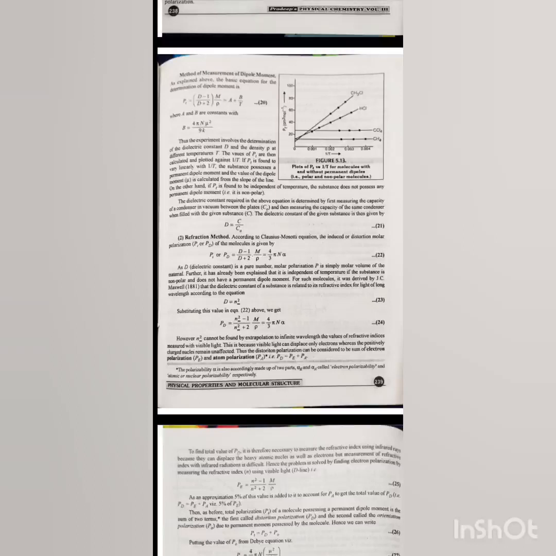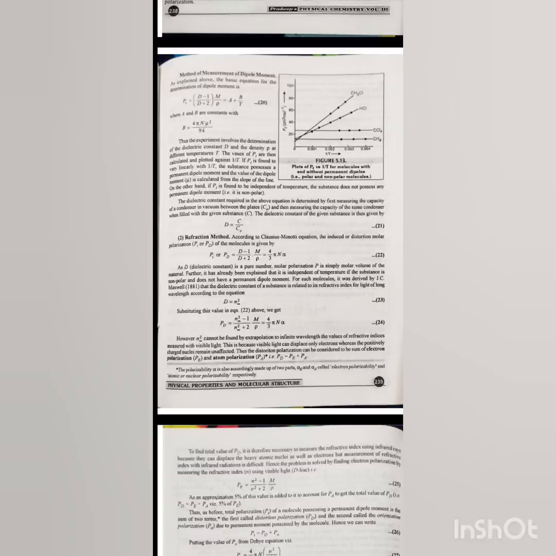Further, it has already been explained that Pd is independent of the temperature if the substance is non-polar and does not have a permanent dipole moment. For such molecules, it was derived by J.C. Maxwell in 1881 that the dielectric constant of a substance is related to its refractive index for light of long wavelength according to the equation D = n∞², equation 23.